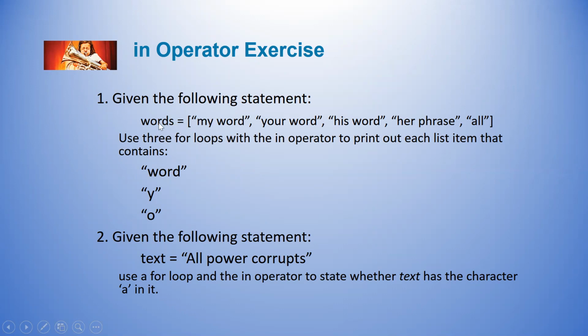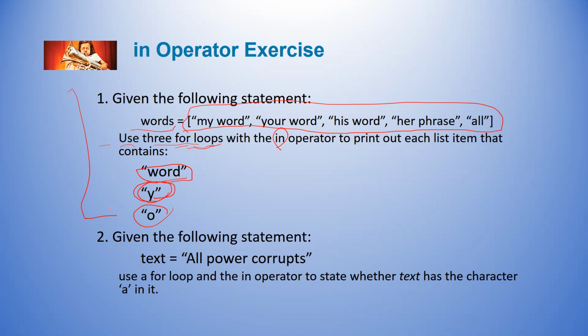Okay. I'm going to let you do these two, do the first one, given the following statement. Everybody, this is a list name because this is a list and you have 5 items there, right? Use 3 for loops. I want you to use 3 for loops, okay? With the in operator to print out each list item that contains the word. So print it out if it has the word in it. And then another for loop if it has y in it. Another for loop if the item has o in it. Let's do this first one first. I will give you 5 minutes to do it, okay?